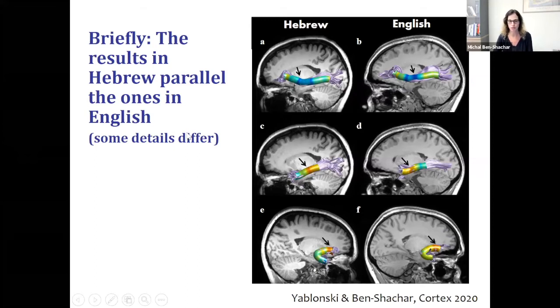The details do differ between the languages, and if you want to know the details, there are a ton of them in the paper. I'm not saying everything is exactly the same, but given all of the differences that I just described between these two languages, I think it's striking that they give rise to some similarities. And if you take a general look at the data in Hebrew, you can still define it in the same way as we did in English, which is that there is a bilateral ventral association with morphological processing measures.